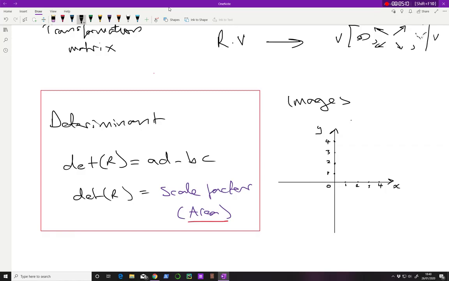In order to describe what a transformation matrix is doing, we use images, and that's the same for stretches, rotations, and reflections. Images enable us to describe exactly what a transformation matrix is doing. The unit images are (1, 0), which I'm going to denote with a green arrow, and (0, 1).